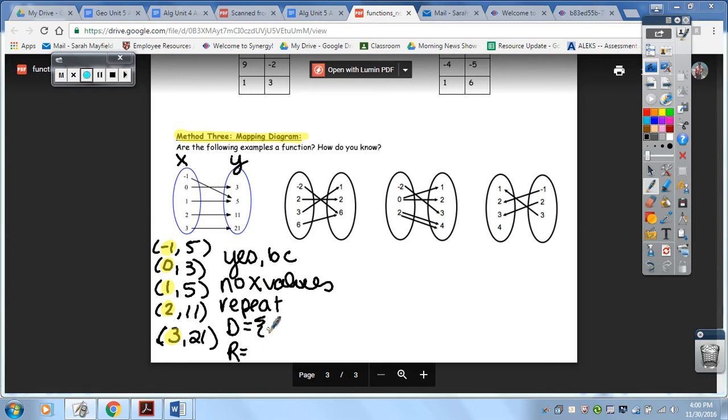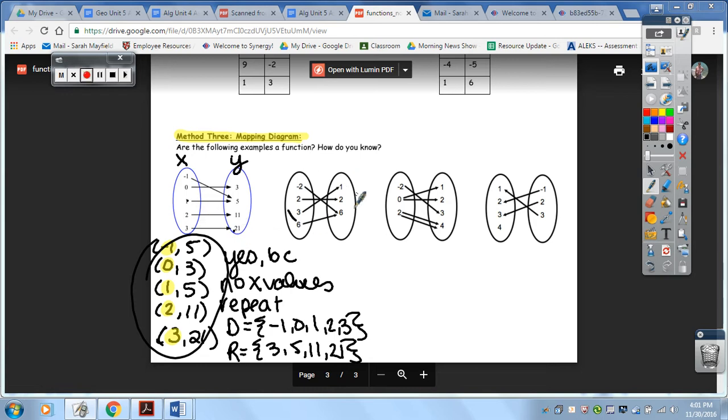So my domain would be -1, 0, 1, 2, 3. And my range would be 3, 5, 11, and 21. If you think this takes too much time, just notice each x value is going to exactly one y value, so you could also say yes.